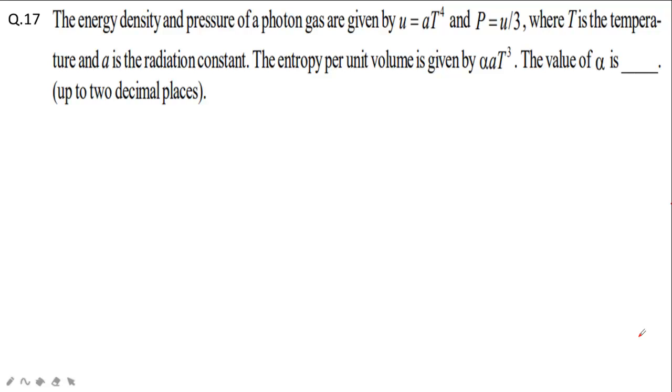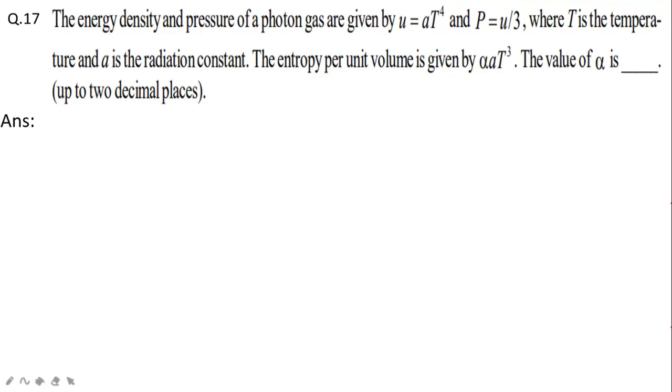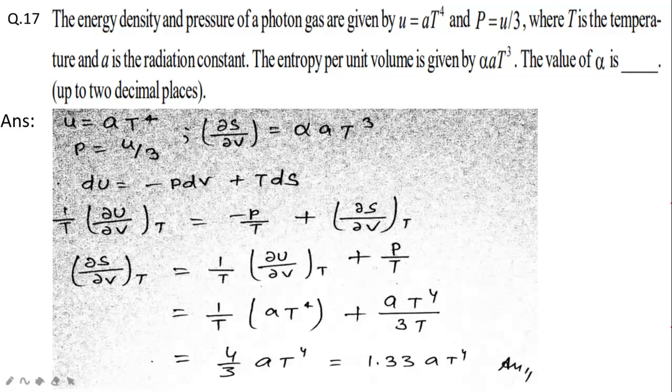So how can we solve these types of questions? It is quite an easy approach, the easiest one. The question is the easiest one. So U we have been given, P we have been given as U by 3. So we know that dU equals minus P dV plus T dS. Right. So what you will do is this.